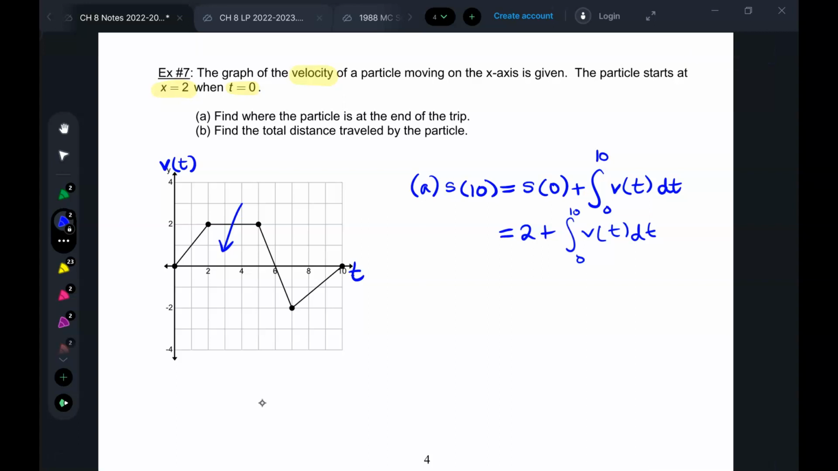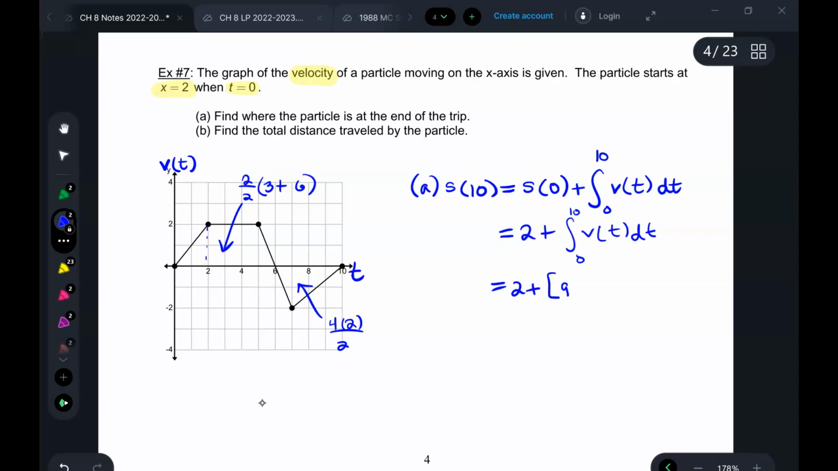I'll do the trapezoid. So the height is 2, so 2 over 2, base 1 is 3 plus 6. So that'll be 9. And then this one is a triangle. The base is 4, and the height is 2, divided by 2. So that will give us 4. But because it's below the x-axis, we want to make it negative. So we get what for the position? 7. It doesn't look like I gave units, so we'll just leave it.